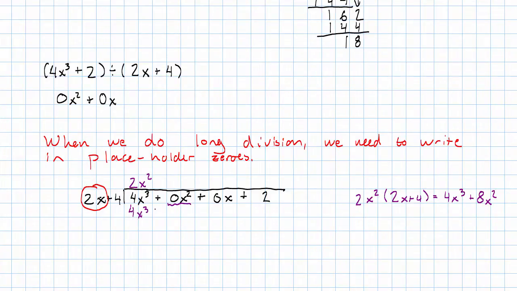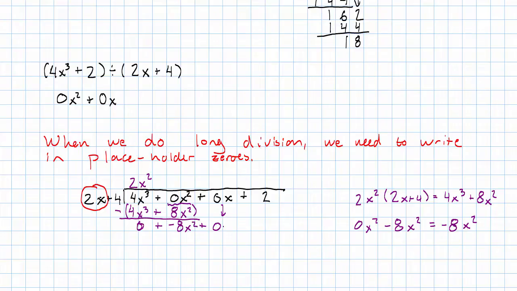4x to the third plus 8x squared. Now we subtract. 4x to the third minus 4x to the third is 0. 0x squared minus 8x squared. Well, 0 minus 8 is negative 8x squared. Okay. Now we bring down the next term. Notice the next term happens to be a 0. So we'll have plus 0x.